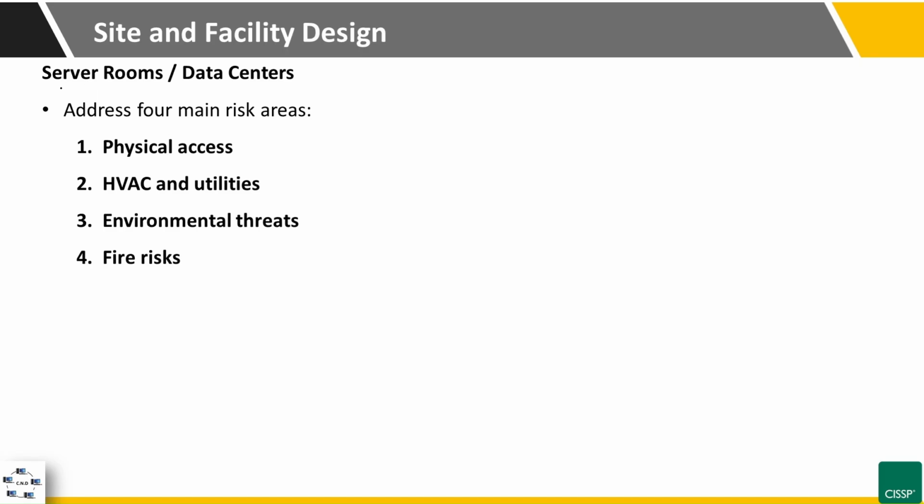How to protect server rooms and data centers. There are four main risk areas: the physical access to the server room and data center, HVAC and utilities, environmental threats, and fire risk.